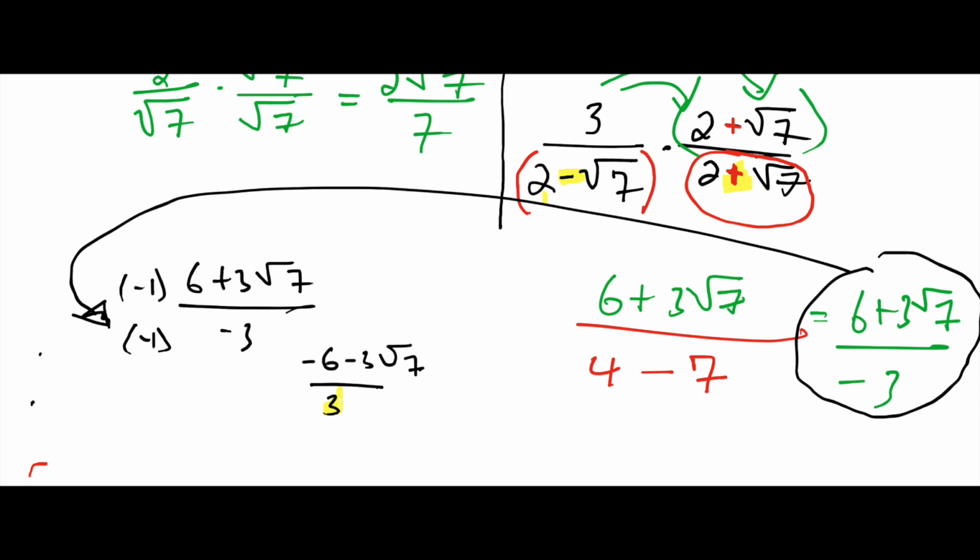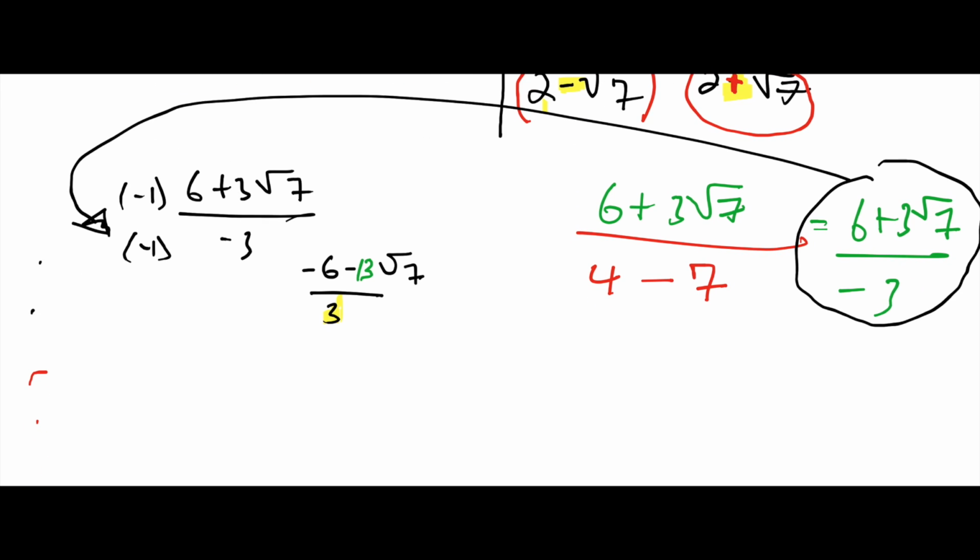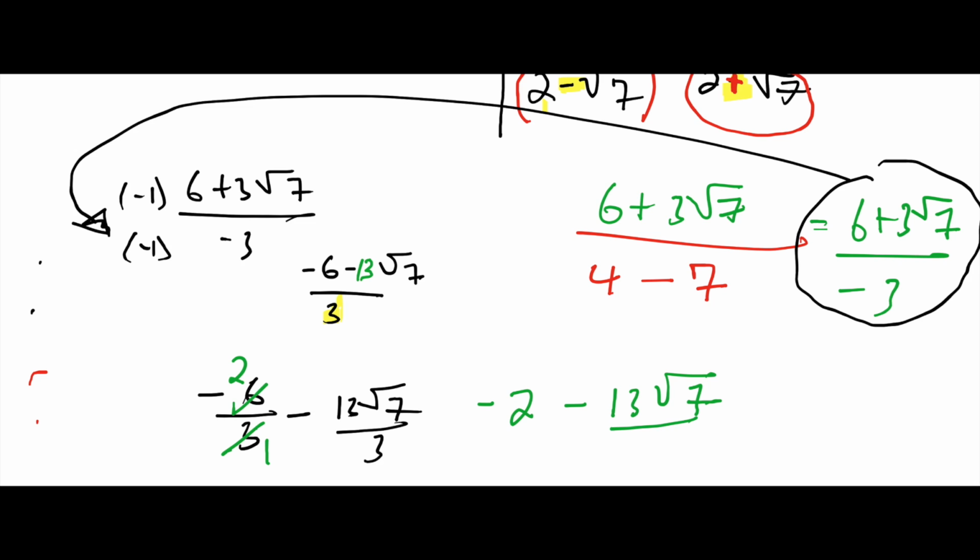Let's put a 13 right here. So this either has to stay put, or you can split your fraction, and you get negative 6 over 3 minus 13 root 7 over 3. Then you say, all right, 3 goes into itself once, 3 goes into 6 two times, that's negative 2 over 1, which I don't really need the over 1, and then minus 13 root 7 over 3.